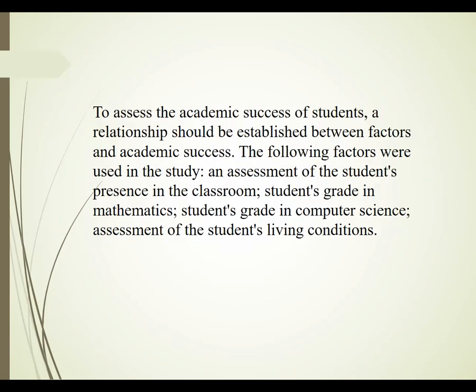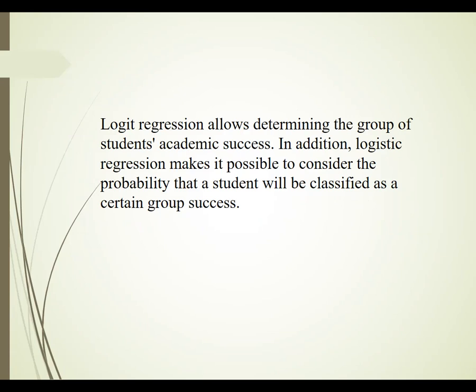To assess the academic success of students, a relationship should be established between factors and academic success. The following factors were used in the study: an assessment of the student's presence in the classroom, student's grade in mathematics, student's grade in computer science, assessment of the student's living conditions. Logistic regression allows determining the group of students' academic success. In addition, logistic regression makes it possible to consider the probability that a student will be classified as a certain group's success.